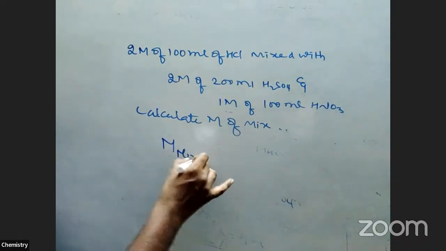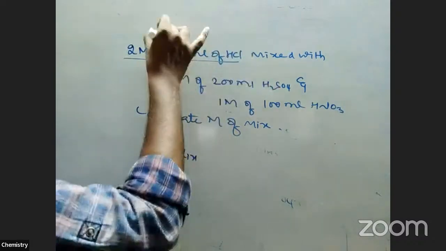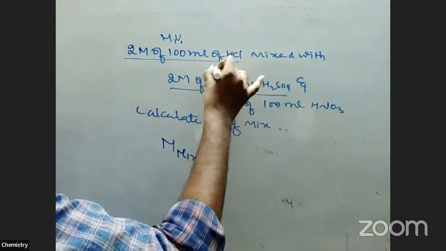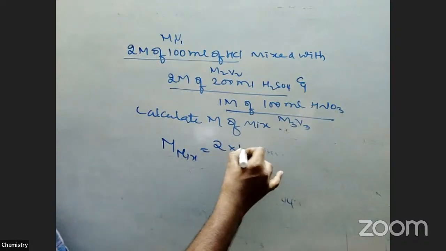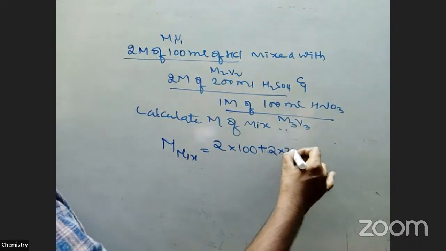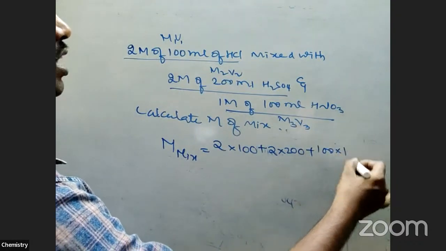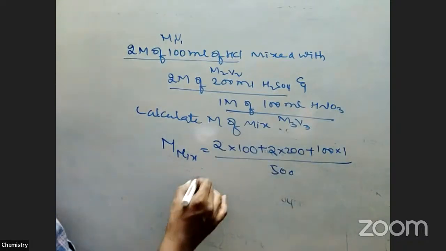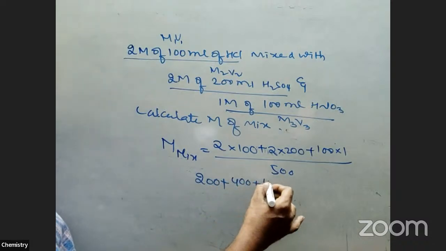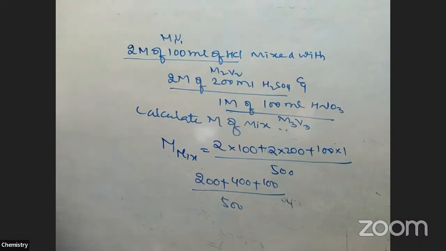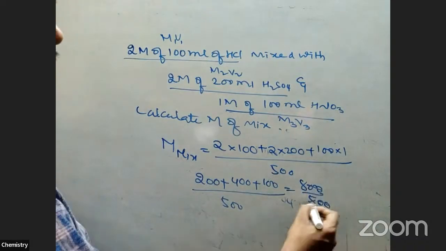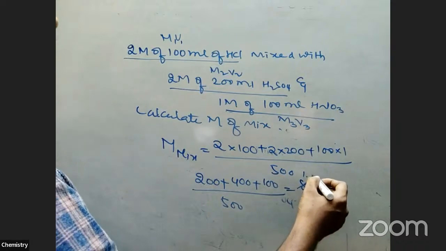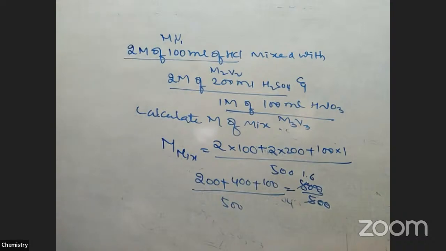So molarity of the mixture is equal to, we know that M1V1 is equal to M2V2. You can take it as M1V1, M2V2, and M3V3. What is the molarity of the mixture? M1V1, 2 into 100, plus M2V2, 2 into 200, plus M3V3, 100 into 1, by total volume, which is 500. So 200 plus 400 plus 100 by 500. What is the value we get now? 800 by 500, or 8 by 5, which is 1.6. The molarity of the mixture of acids is 1.6.